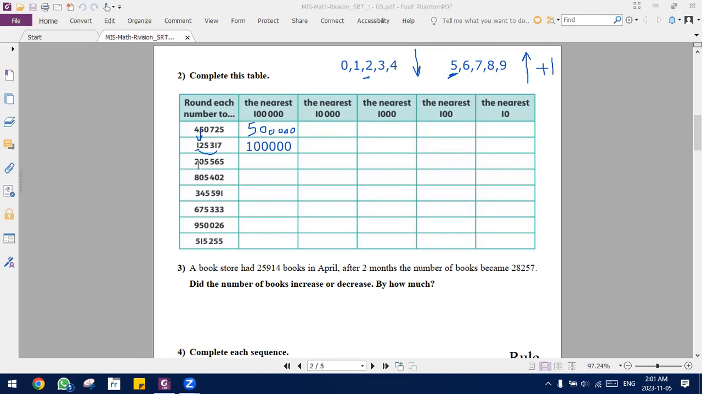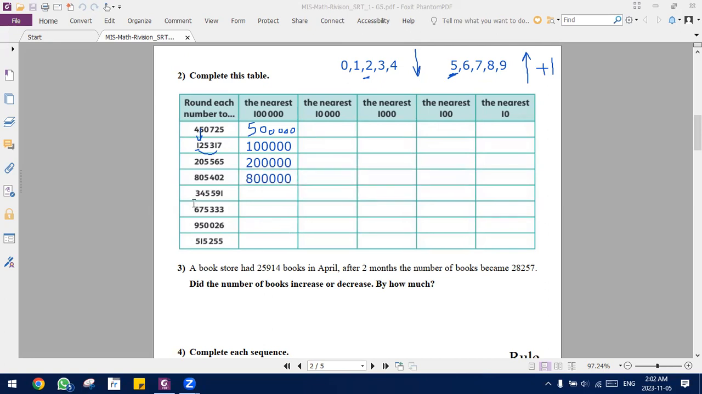Next one, we have 205,565. Again, we underline 2. We check the next value, which is 0. 0 is round down. So it will be 200,000. Okay. Then next one, 805,402. We underline 8. We check 0. 0 is round down. So 8 will stay the same, 800,000.